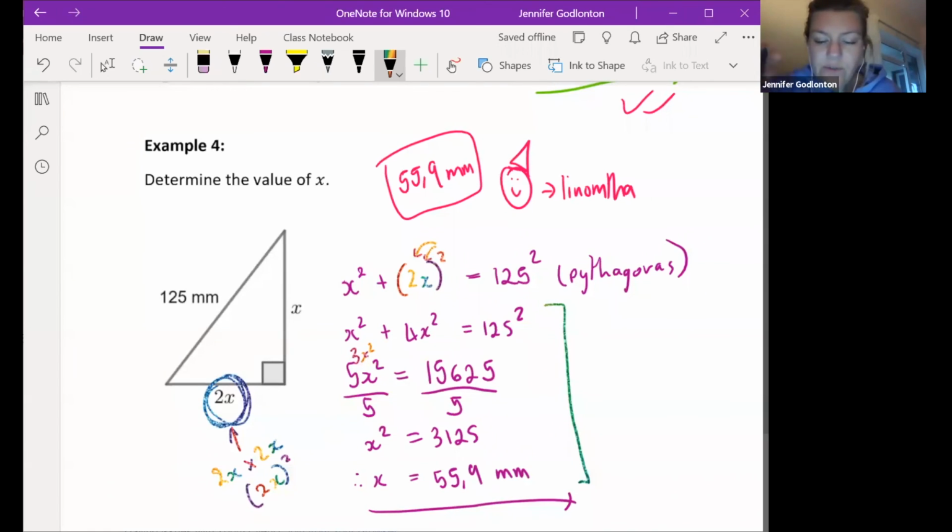Now for marking purposes, if you wrote it as 2x squared and not 4x squared over here, but then you wrote 3x squared, let's just see what your answer would have been. So 15625 divided by 3, square rooted. So if you got the answer of 72,17 or 72,2, then you would have gotten all of these extra marks down here, because that just means you made a mistake up here.